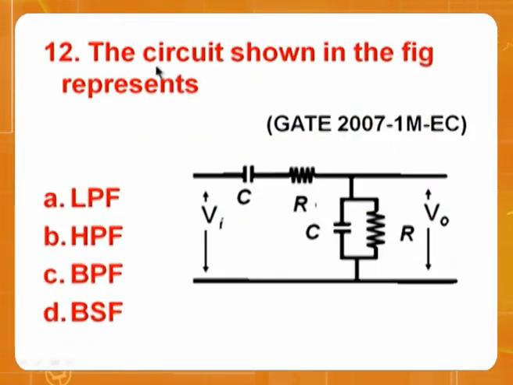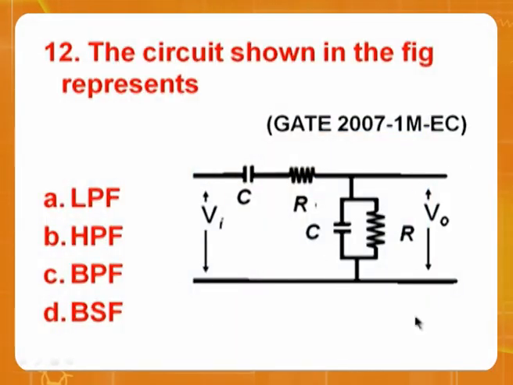Problem 12. The circuit shown in the figure represents, and that's given in GATE 2007, and you need to identify which filter that is. Remember, we have 4 filters. All the 4 filters are given every time, A, B, C, D. The best thing I am going to do is take the transfer function, as I told you. When the circuit is simple, I'll take the transfer function. Let us see the transfer function.